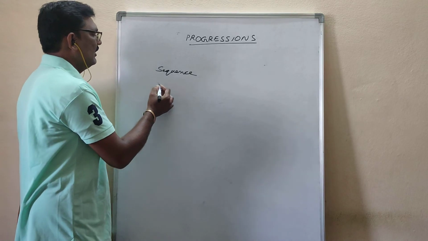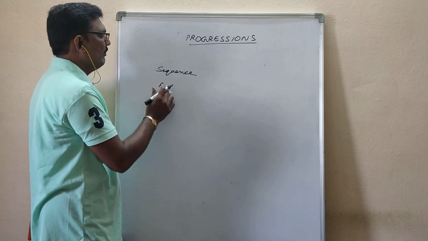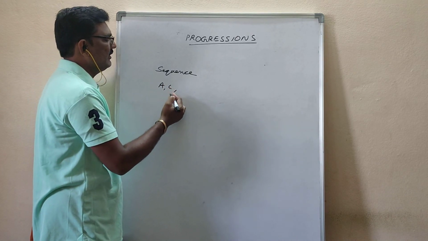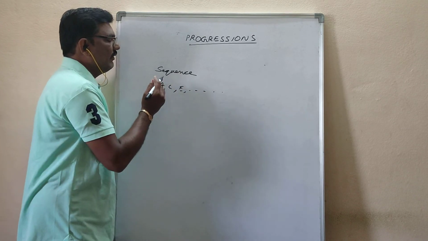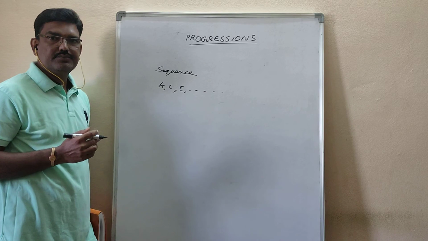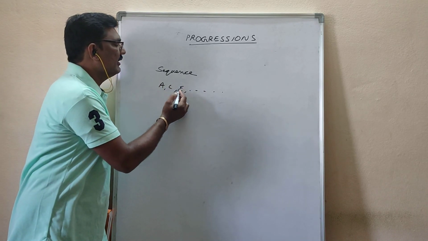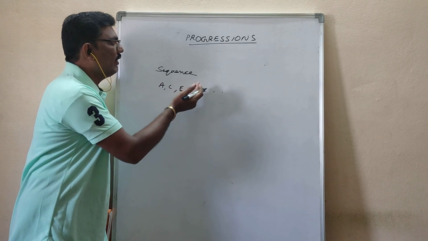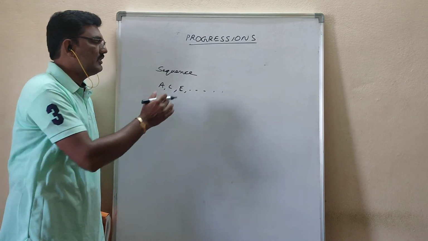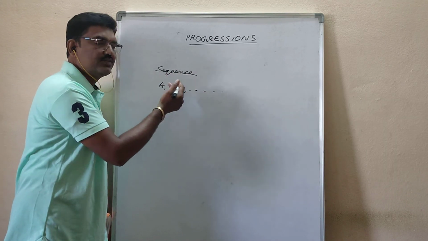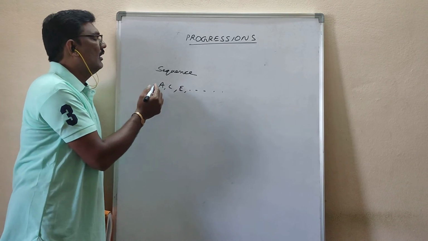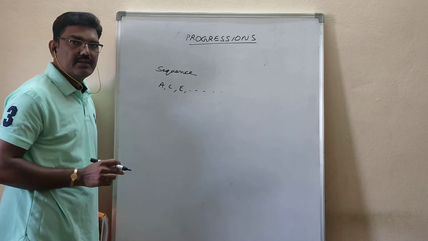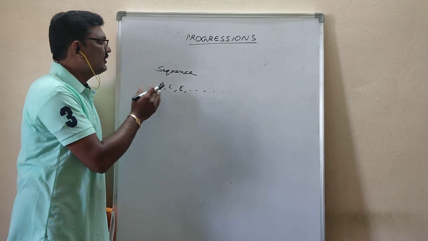See here. If I wrote A here, B I missed. Next C. D I missed. E. Like that, one letter I missed. So A, C, E. After E, you won't say F, because it has to come as G. So there is some fixed condition here. Okay, what is the condition?